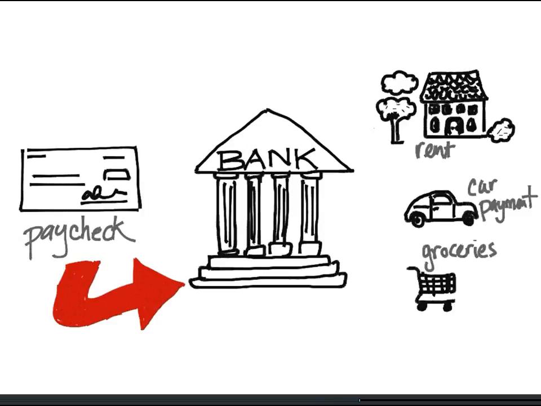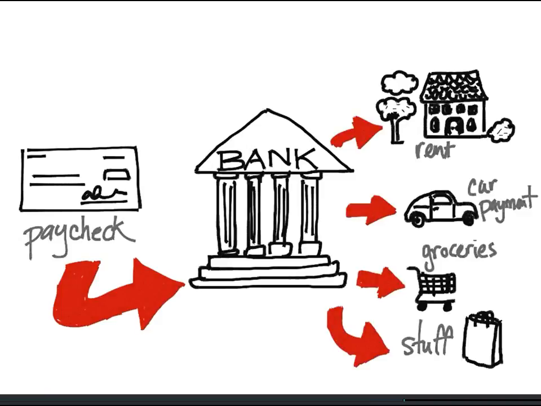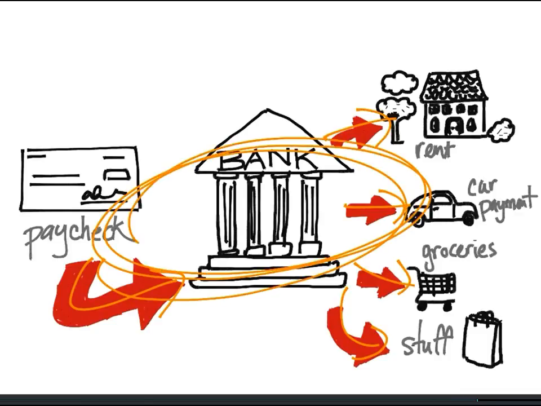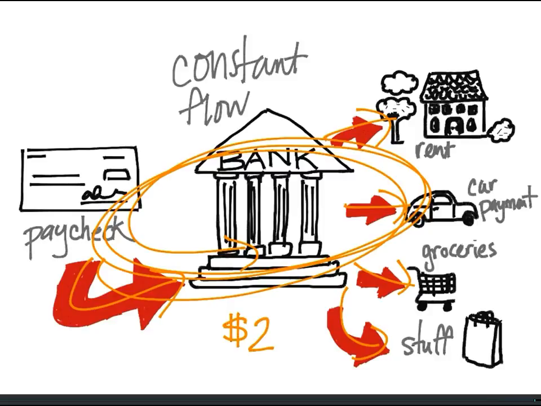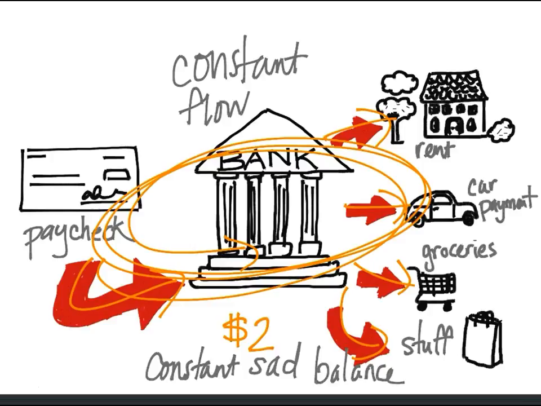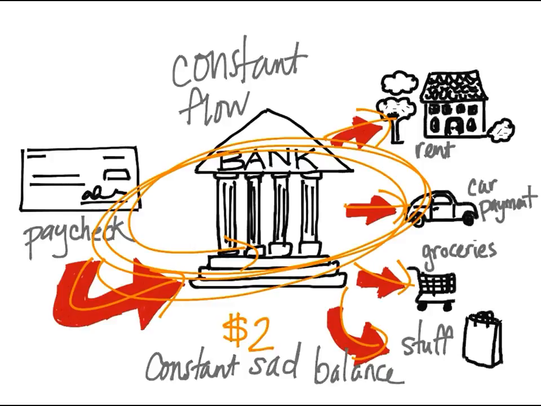And then there's always the inevitable stuff that you've got to get at the mall, right? All those things go out. So the paycheck goes in, but all these other things go out. And so your bank account is a constantly moving stream of money. The paycheck goes in, everything else goes out, and the money goes around and around. And even though money's constantly flowing, it always seems like you only have $2 in your bank account. So there's constant flow, but there is the same constant sad balance that you always seem to have.